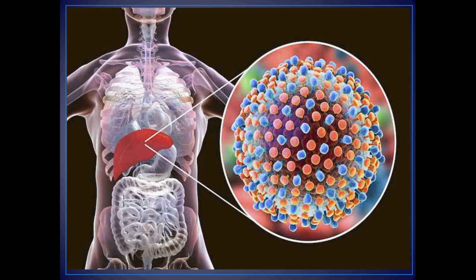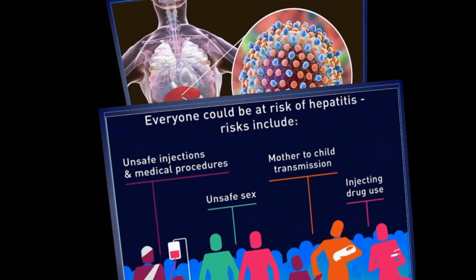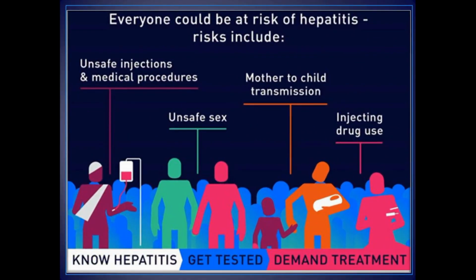Now let's move to the next disease caused by a virus, that is hepatitis. Hepatitis is a disease related to the organ liver. So the liver is attacked by the virus, which causes the disease hepatitis. There also the disease spreads through body fluids. Unsafe injections and medical procedures, unsafe sex, mother to child transmission and injecting drug use, all these are the modes of transmission of the hepatitis virus.